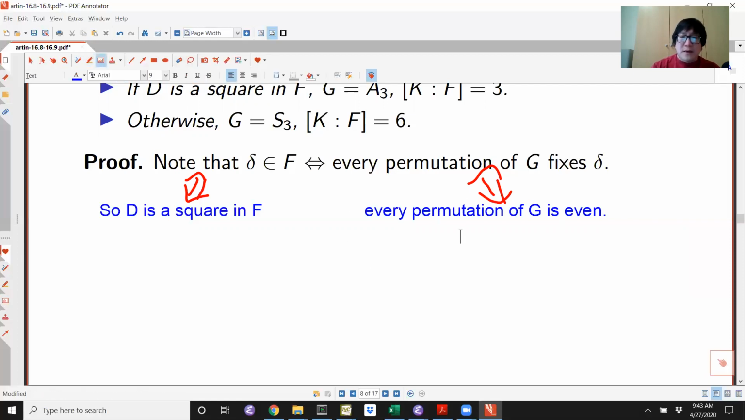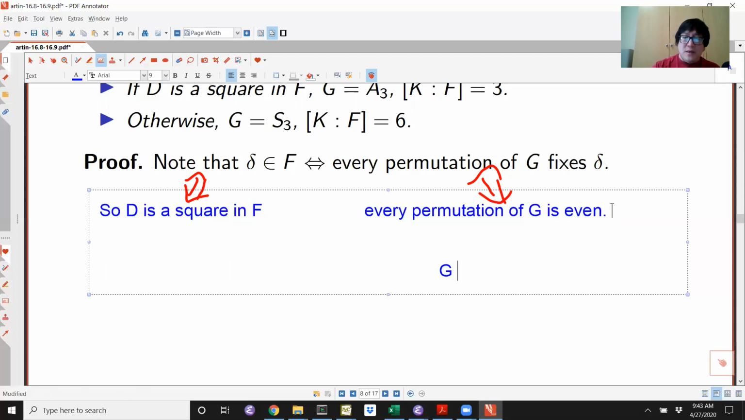All right. And when is every permutation in G even? Well, there's only two cases, and in the one case, S3, there are some odd permutations, and in the other case, A3, there aren't. So this is true exactly when G equals A3.